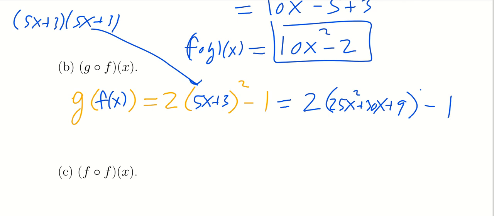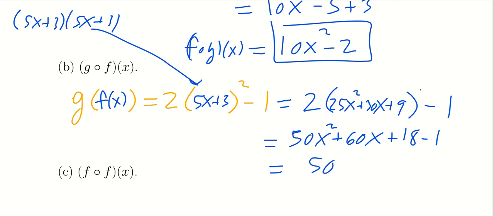We can now distribute the 2 in. We get a 50x squared plus 60x plus 18 minus 1. And then from here, we can go ahead and combine like terms. We have 50x squared plus 60x plus 17.